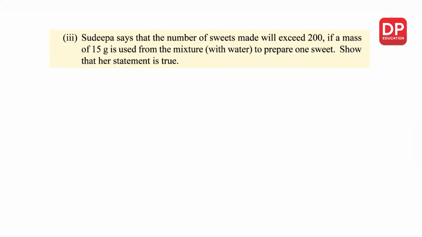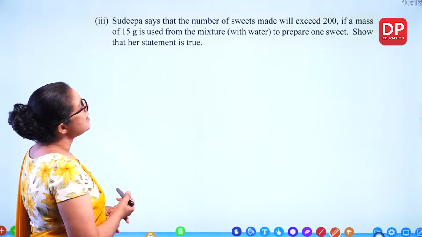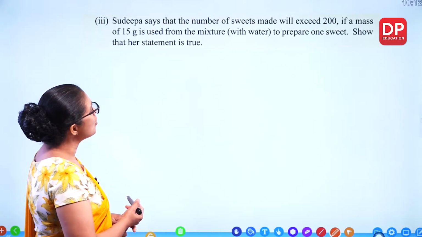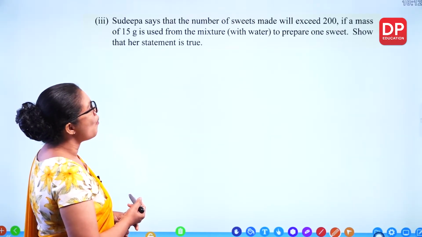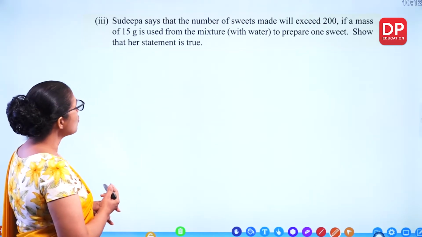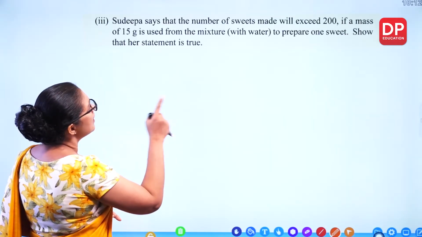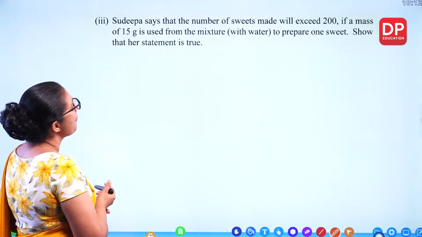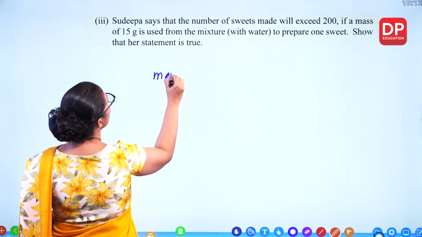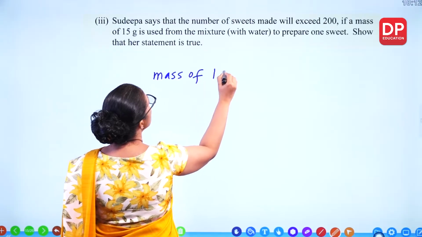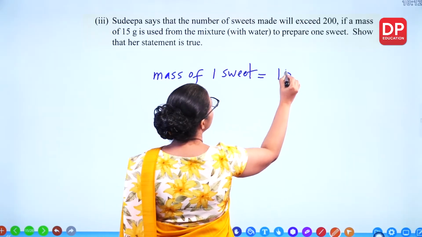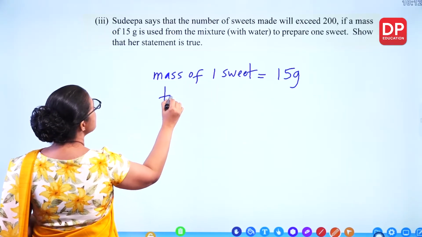Sudeepa says that the number of sweets made will exceed 200 if a mass of 15 grams is used from the mixture with water to prepare one sweet. Show that her statement is true. So how many sweets can we make? So what's the mass of one sweet? Mass of one sweet is 15 grams. What's the total mass?